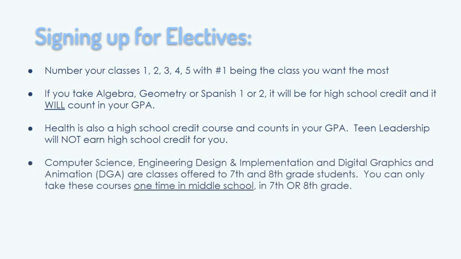Computer science, engineering design, and digital graphics and animation are classes offered to 7th and 8th grade students. You can only take these classes one time in middle school. So if you're currently taking any of these classes as a 7th grader, you may not sign up for these in 8th grade. For example, if you're currently in computer science right now, you might consider taking one of the other electives. You will not be able to take that in 8th grade.